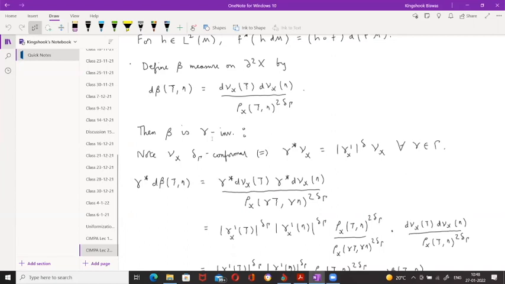So note that the Patterson-Sullivan measure being delta conformal, what that means in terms of pullbacks is that gamma upper star of nu x is equal to the function mod gamma prime to the power delta times nu x. That's what it means to be delta conformal. Okay. So now let me look at the pullback of this measure d beta under gamma star. So that will be gamma star d nu x of xi times gamma star d nu x of eta divided by rho x of gamma xi gamma eta to the power 2 delta.